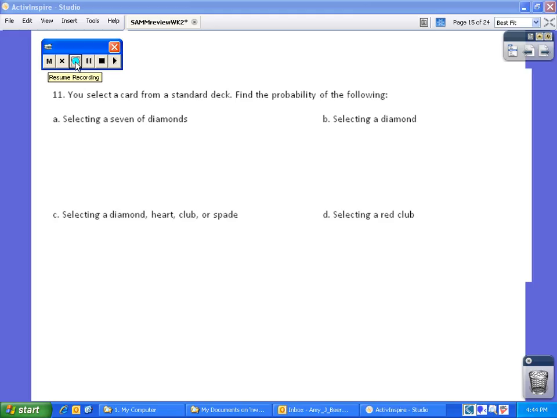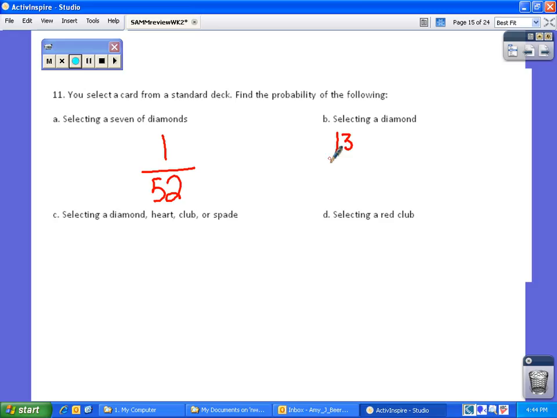Number 11, you select a card from a standard deck. Find the probability of the following. Selecting a 7 of diamonds. There's only one 7 of diamonds in a deck out of 52 possible cards. Part B, selecting a diamond. There are 13 cards that are diamonds over 52 possible cards, which reduces to 1/4.